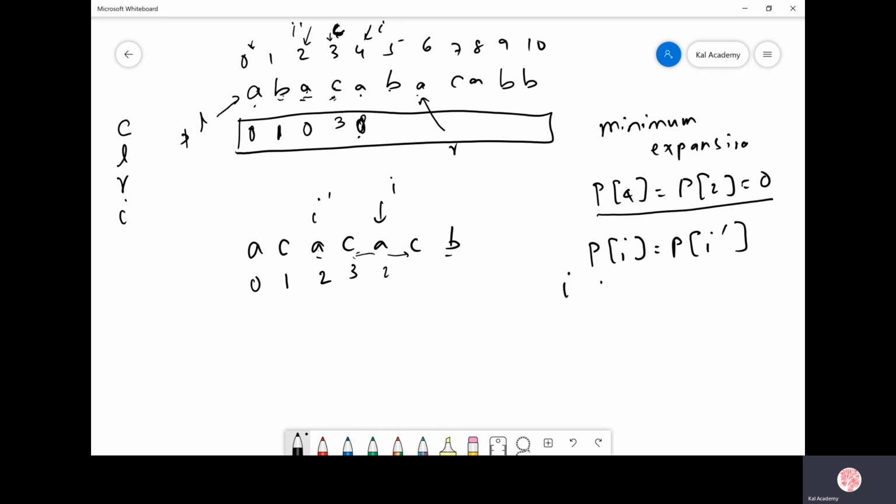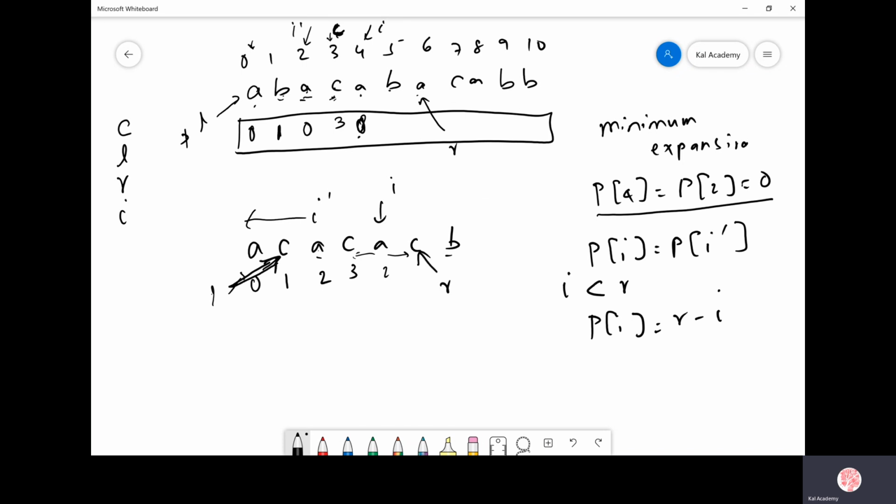If I is still less than my index R, right? Which means if my palindrome at index I prime expands beyond the left boundary, remember the left boundary is here, or if my I expands beyond the right boundary, then the minimum possible expansion length in that case could also be R minus I. Okay, so what that means is, sorry, here L is not here, L would have been here. This would have been the L for this example, and this would have been the R for this example.